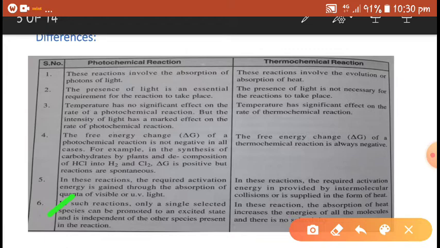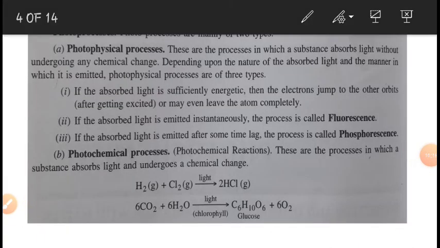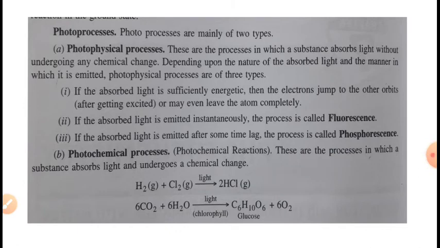Next one is photo processes. Absorption of a photon of light may raise a molecule to an excited electronic state, which essentially involves the promotion of an electron from a bonding molecular orbital to an antibonding molecular orbital. In the excited state, the atom or the molecule is more likely to undergo a chemical reaction than in the ground state.